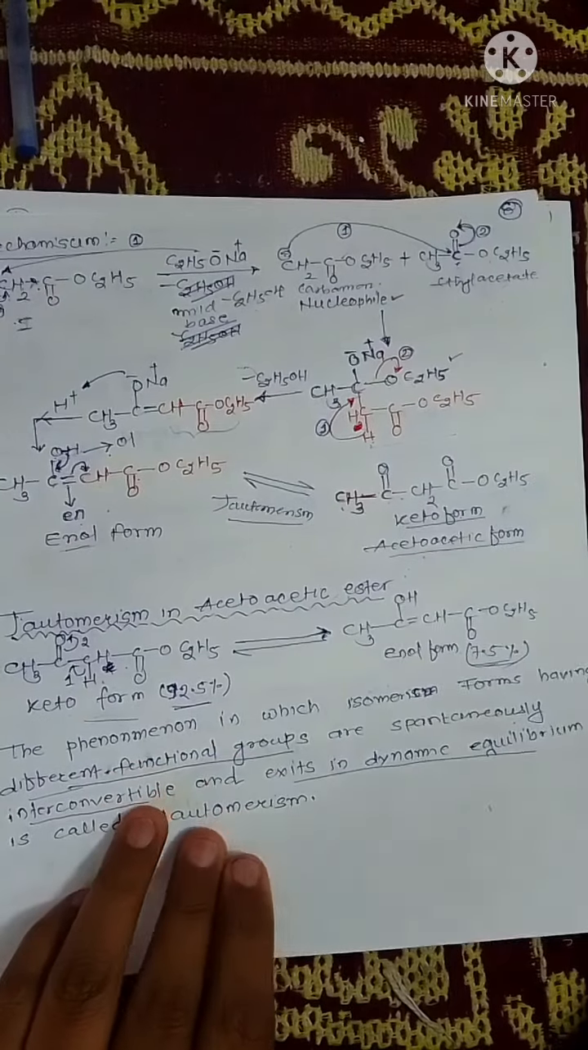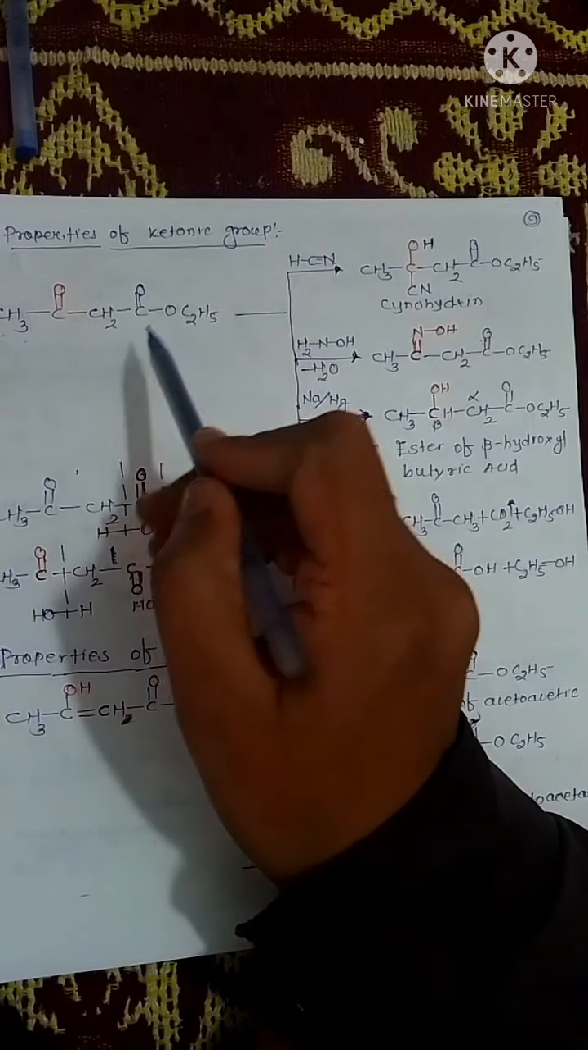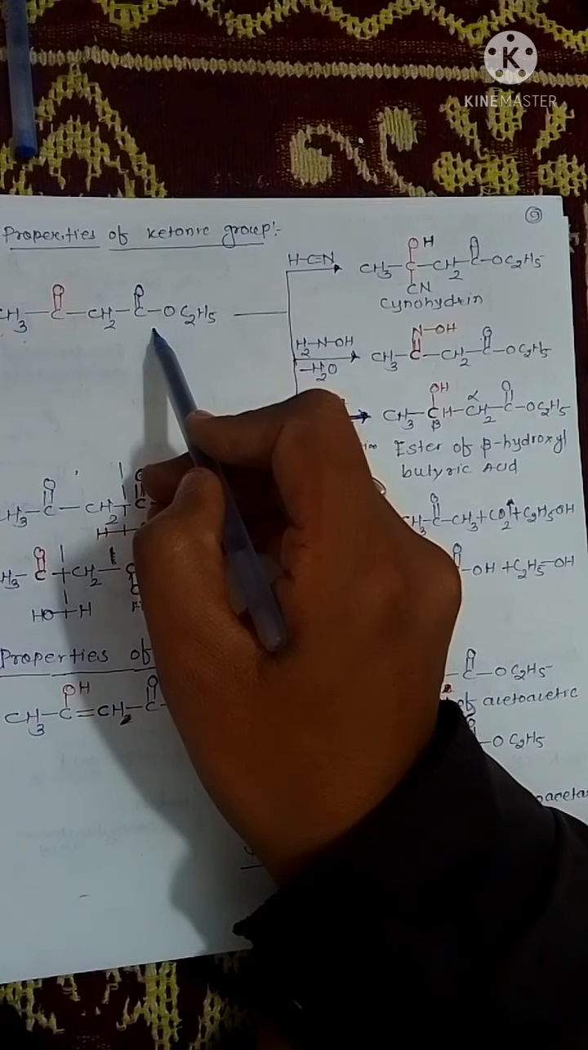So now we are going to see some of the properties of the ketonic group or chemical reactions of the ketonic group. Just see here, the acetoacetic ester molecule has two carbonyl groups.